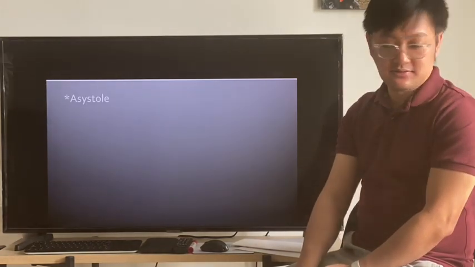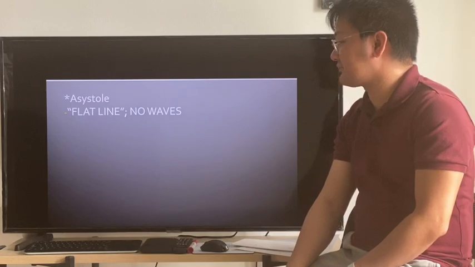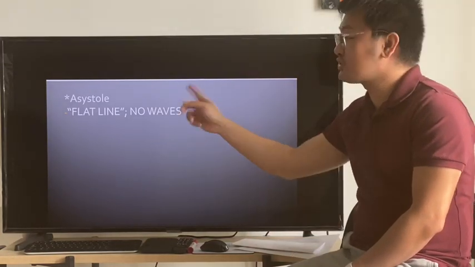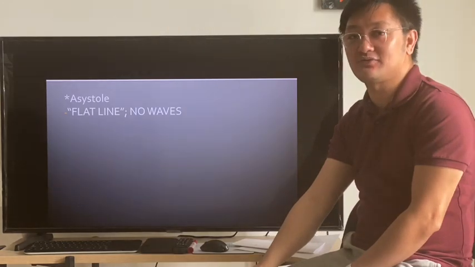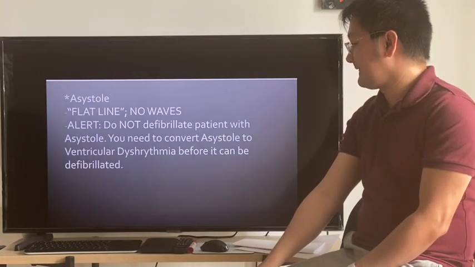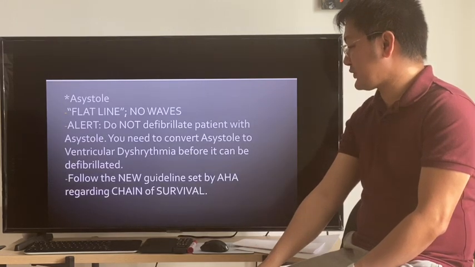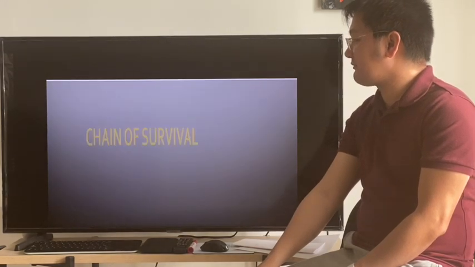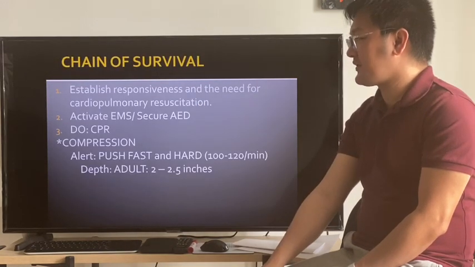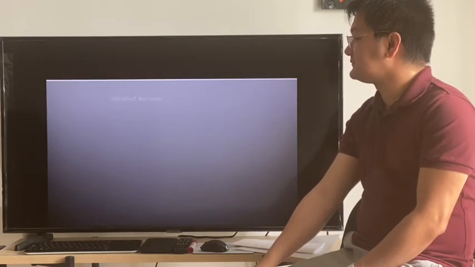Now, as I told you, flat line, no waves, again, we cannot defibrillate. We need to convert this asystole to a ventricular dysrhythmia before we can defibrillate the patient, okay? So let's try to answer some drills here. I will no longer discuss that. That is for your ALS.